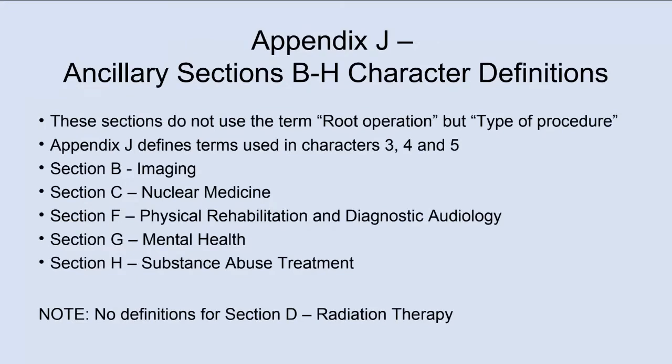Okay, so there's also an Appendix J. Appendix J is for the ancillary sections, character definitions. Now, these don't use the term root operation, but they use the term type of procedure. So Appendix J defines the terms used in characters 3, 4, and 5 for imaging, nuclear medicine, physical rehabilitation, diagnostic audiology, mental health, and substance abuse treatment. Now, it's interesting there's no definitions for Section D, radiation therapy, in here.